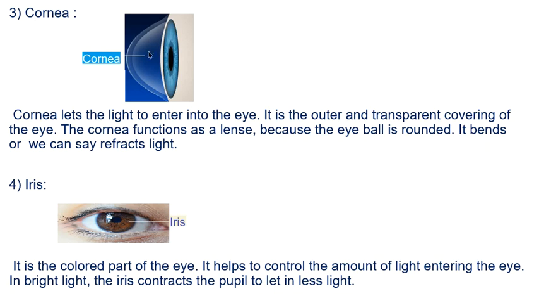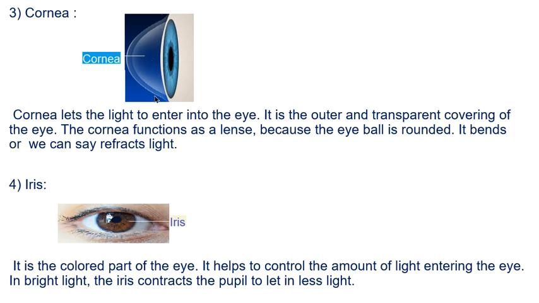So it is the cornea. You can see the diagram. The outermost part is the cornea. Here is the lens, and before the lens, the cornea is there. The cornea lets light enter into the eye. What does the cornea do? It helps light to enter inside the eye. It is the outer and transparent covering of the eye.